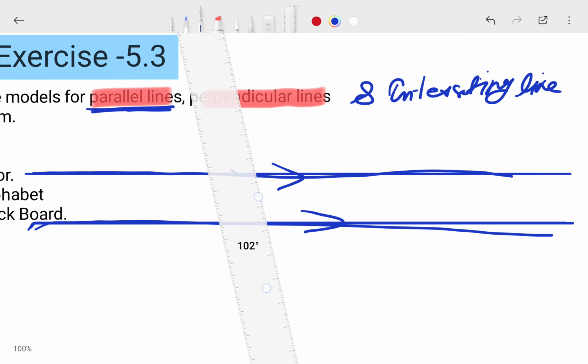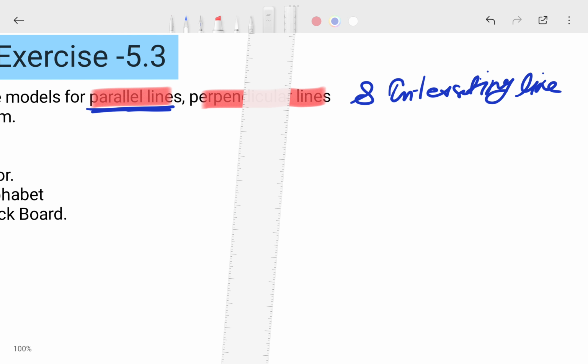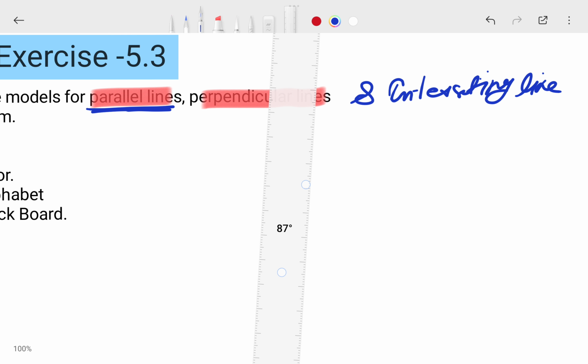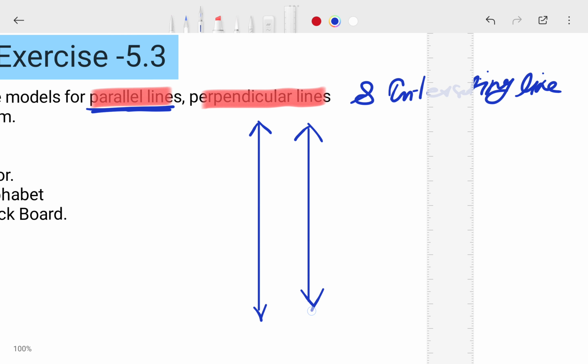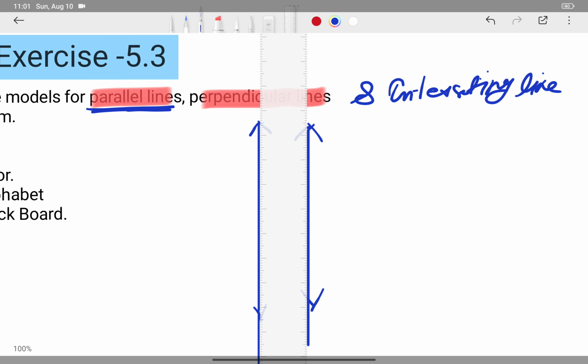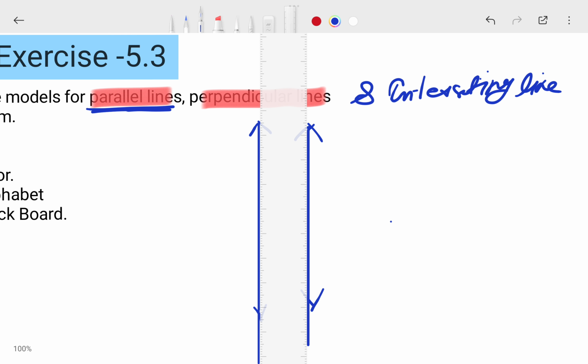Now, if you see a railway track, how does it look? Let's suppose this is a railway track. Will these tracks meet at any point? No, because this is going in this direction and that one in that direction. Even to infinity, if you extend these lines, they are not going to meet at a point. So they are not intersecting. This is the parallel line.